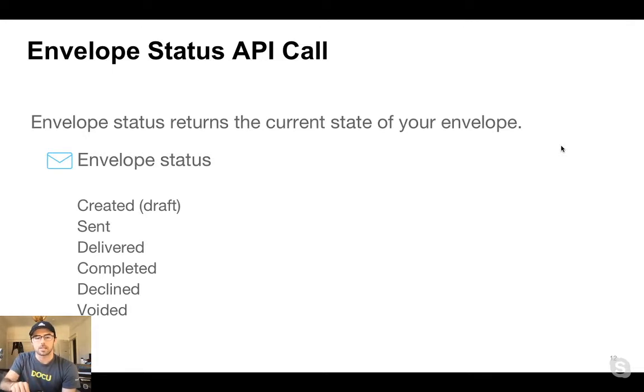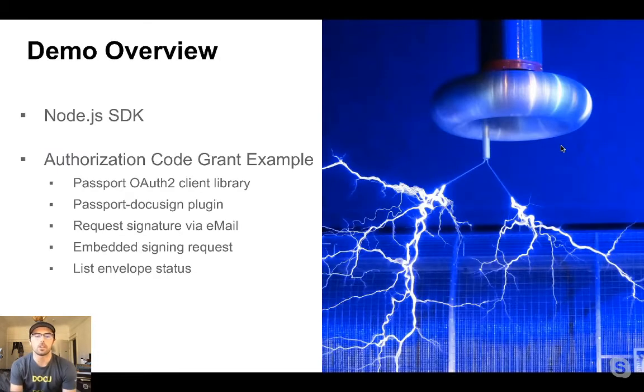You'll see these sort of statuses. Okay, so now our demo overview. I'll be using the Node.js SDK alongside one of our code example repos on GitHub. In terms of authentication, I'll be using the authorization code grant flow with a specific passport library, and we have a cool DocuSign plugin for that library.